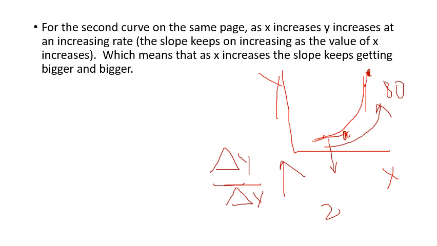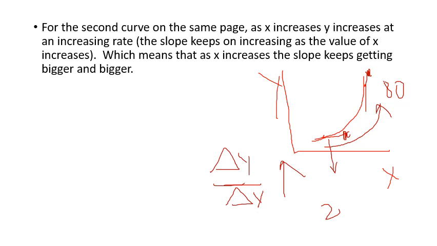What does it mean slope of 2? It means that if x goes up by 1 unit, y will go up by 2 units, or if x goes down by 1 unit, y will go down by 2 units. Okay? If the slope is 80, it means that if x goes up by 1 unit, y will go up by 80 units, or if x goes down by 1 unit, y will go down by 80 units.